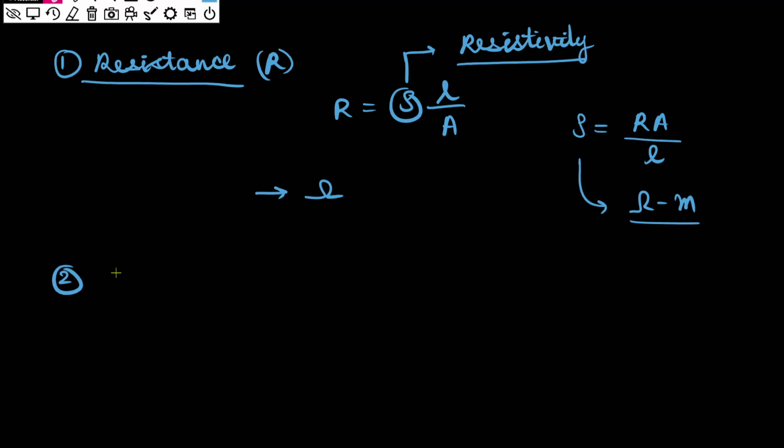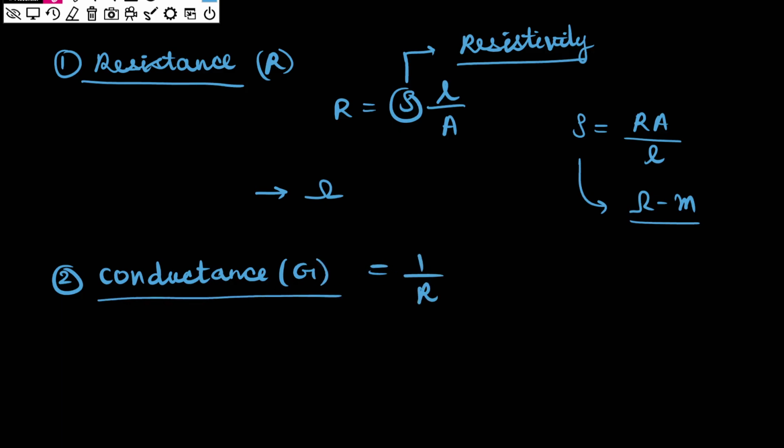The second important term which comes is conductance. Conductance is represented by G, and it is simply the inverse of resistance. It means the ability of a material to allow the flow of electric current through it. And its unit is ohm inverse. It can also be called mho, that is inverse of ohm, or it can be called Siemens, so it will be S.